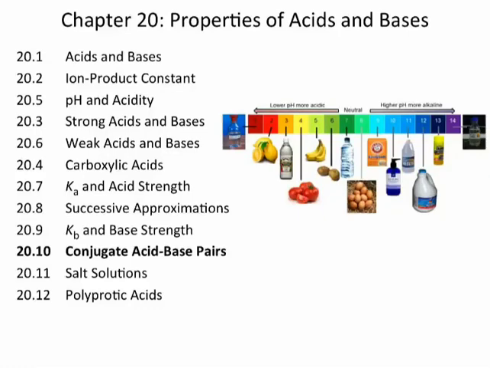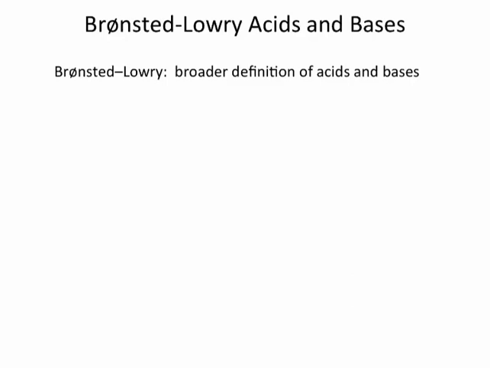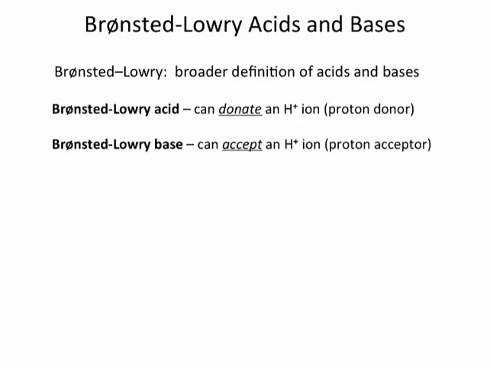Hello, in this video we're going to talk about conjugate acid-base pairs. So, a little bit of review, never a bad thing. So here's the Bronsted-Lowry definition, a little broader. Here, the acid can donate a hydrogen ion, H+, and since H+ is really just a proton with no neutron or electron, we call this a proton donor. So the acid can donate protons, then the base can accept protons.